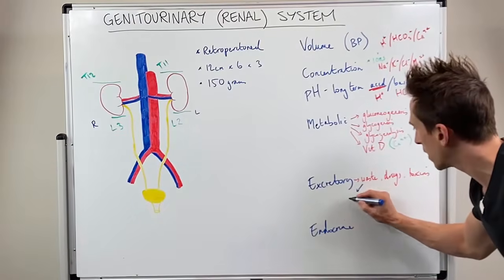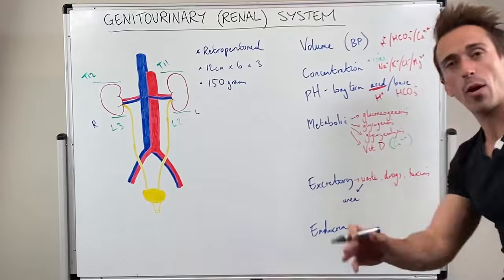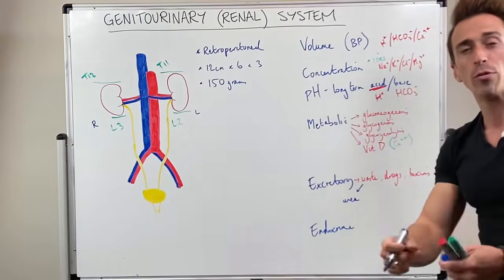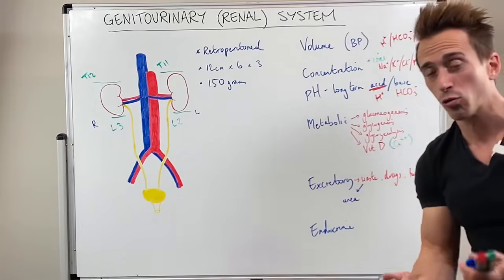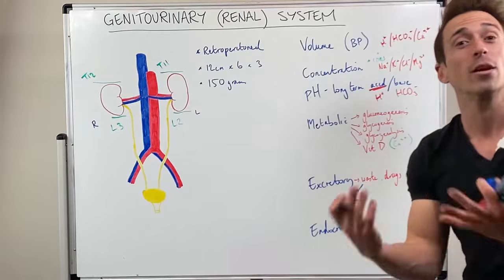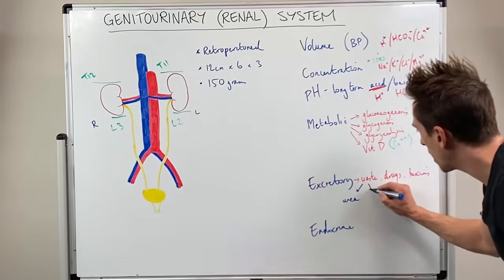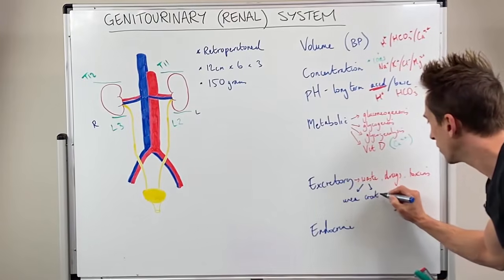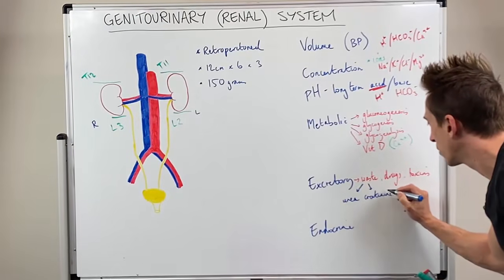So these wastes can include urea. So when we break proteins down and we split apart those amino acids, we produce ammonia, and we know ammonia is not great to stay within our body. So we turn it into urea, and we need to get rid of this urea. And also creatinine, which is a byproduct of muscle metabolism. Creatinine, not creatine, but creatinine.